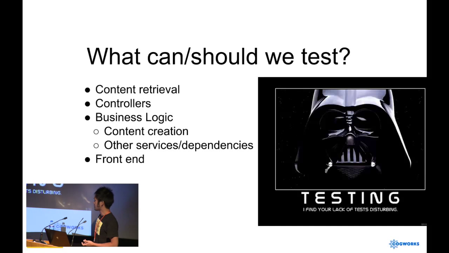So what can we actually test? We can test content retrieval. We can test the controllers in MVC. We should and can test business logic in isolation. And you can test your front end. I'm not going to talk about front end really, because this is more about Umbraco than front end stuff.